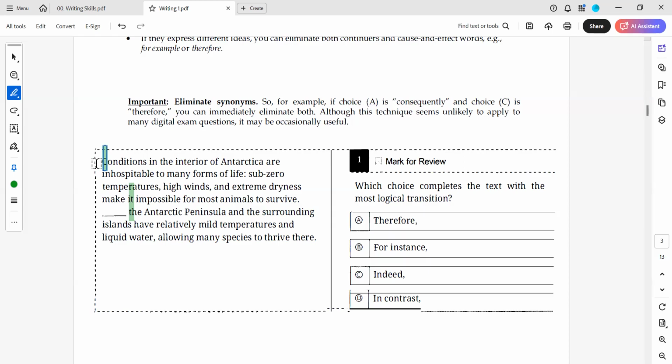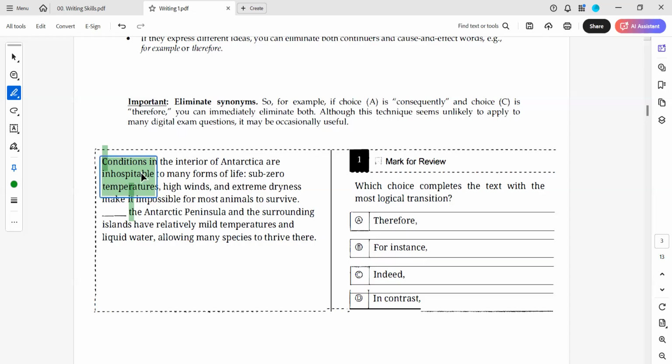Go ahead. Conditions in the interior of Antarctica are inhospitable to many forms of life. Sub-zero temperatures, high winds, and extreme dryness make it impossible for most animals to survive. The Antarctic Peninsula and the surrounding islands have relatively mild temperatures and liquid water, allowing many species to thrive there.